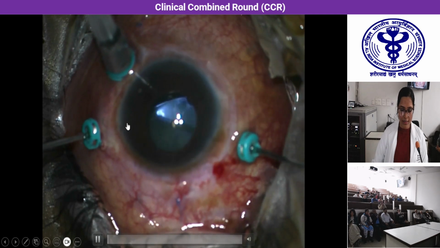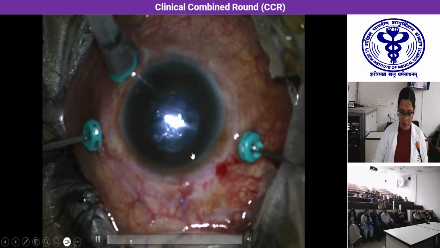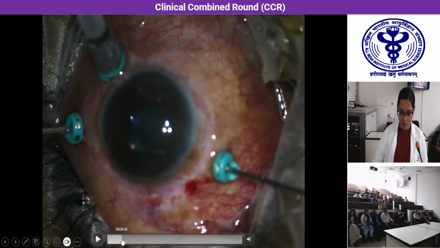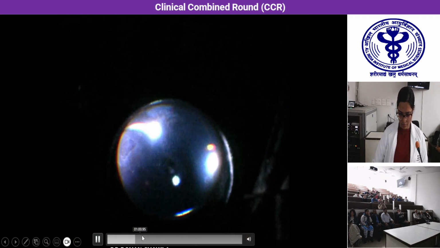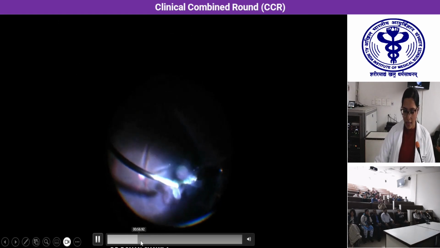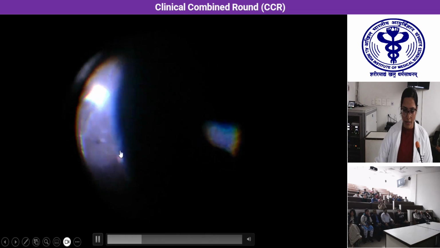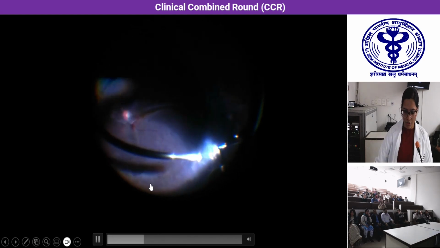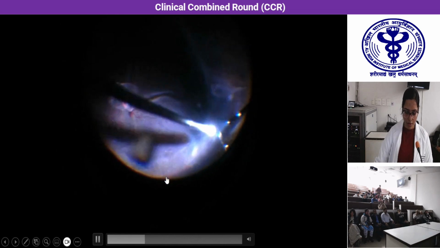In this, we can see 3 25-gauge pars plana ports were made, and first lensectomy was done. Following lensectomy, core vitrectomy and peripheral shave vitrectomy was done. In this part of the video, you can see that there are abnormal vitreoretinal degenerations which could have caused the failure of buckling.